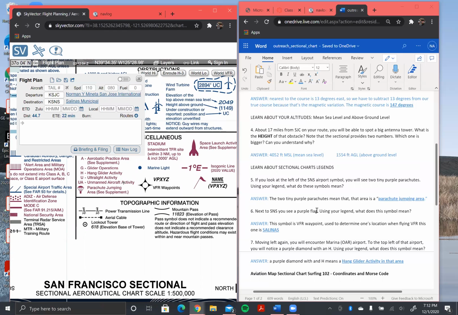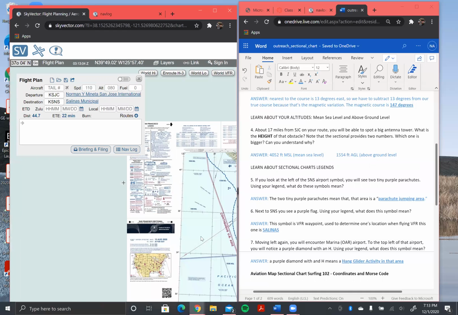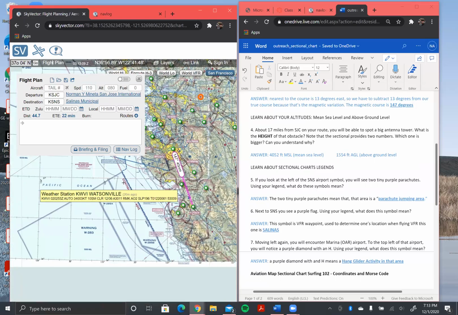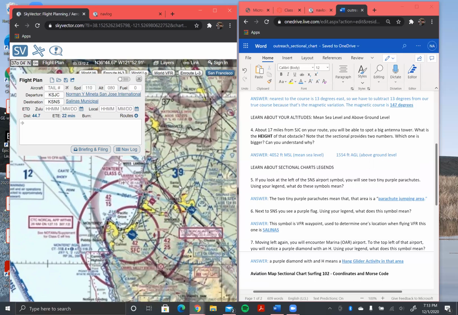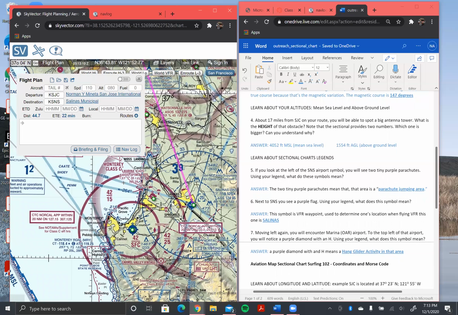Number six, you see a tiny purple flag using a legend. What does the symbol mean? You're talking about this symbol right here. I'll show you. It's a VFR waypoint, by the way, but I'll show you its location. Right here, on our map, there it is. And its name is Salinas, by the way. It's right here.